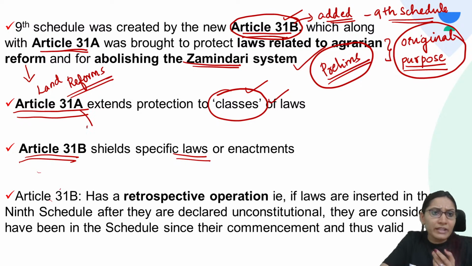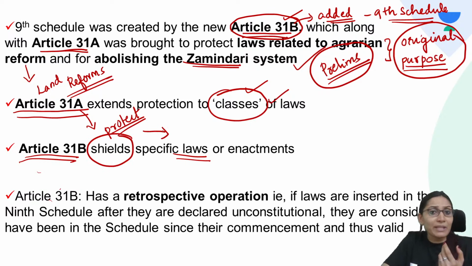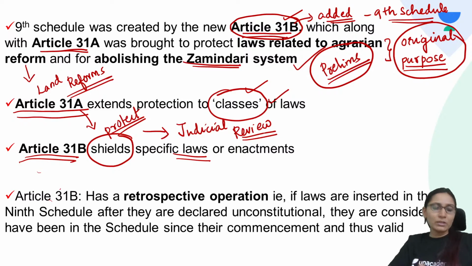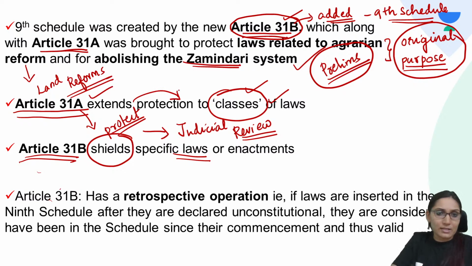Now, 31A protects certain laws. It is giving protection. The second one is a shield. Shield means shield from judicial review, or protection from judicial review. Article 31A is related to the protection of certain classes. Now, Article 31B has a retrospective operation.